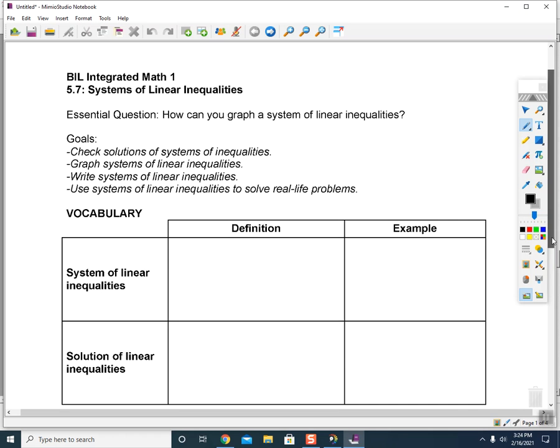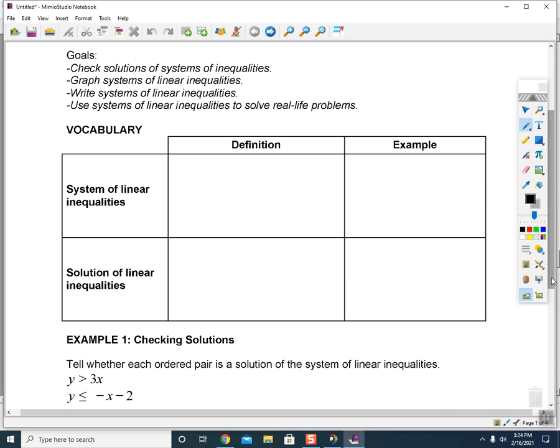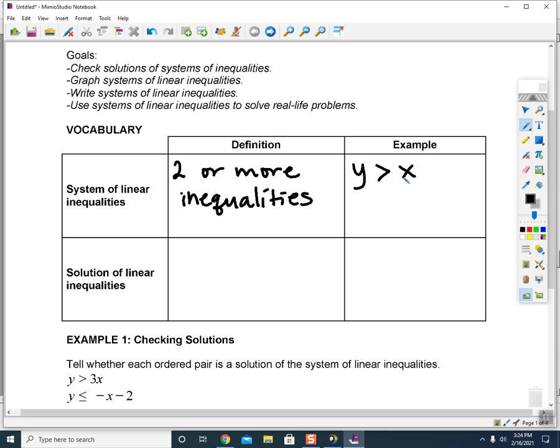So a system of inequalities, pretty straightforward, is when I have two or more inequalities. Okay, so an example that we could have for this could be something like y is greater than x plus 2, and then we could also have y is less than or equal to negative 1/2 x minus 3.